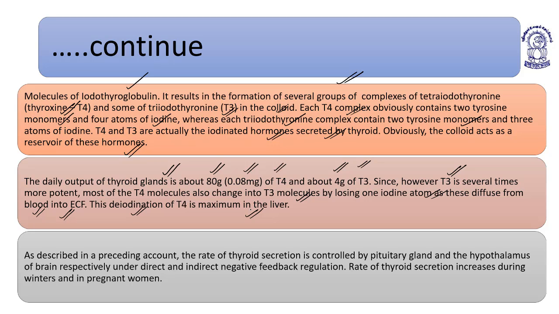Very important: the daily output of the thyroid gland is about 0.08 milligrams of T4 and 4 micrograms of T3. However, T3 is several times more potent, more active than T4. T4 molecules also change into T3 by deiodination, and this deiodination occurs maximum in the liver.